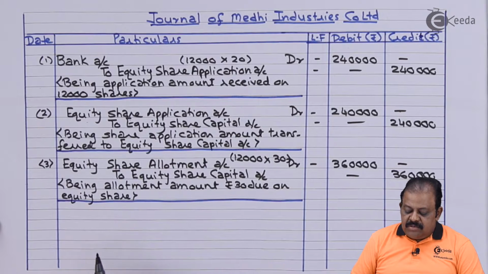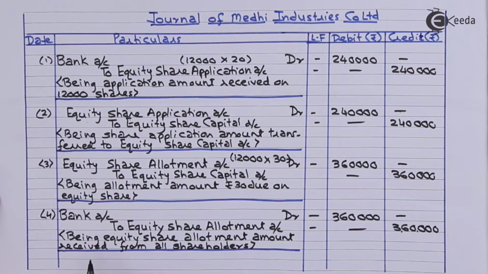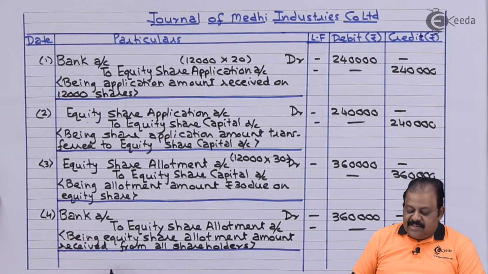The company received this allotment amount from all shareholders. So the next entry will be for recording allotment amount received from shareholders. Bank account debit 3,60,000 to equity share allotment account 3,60,000, being equity share allotment amount received from all shareholders. Here we have completed the allotment stage.